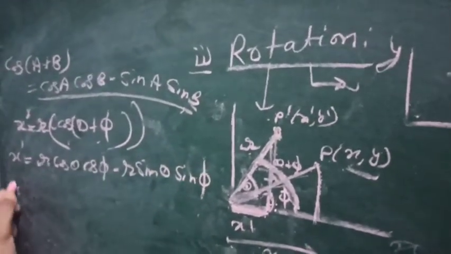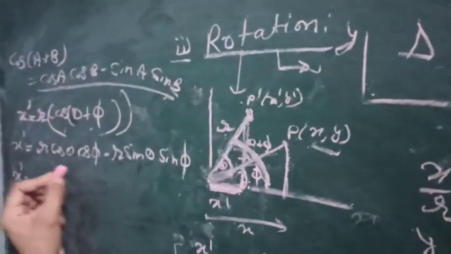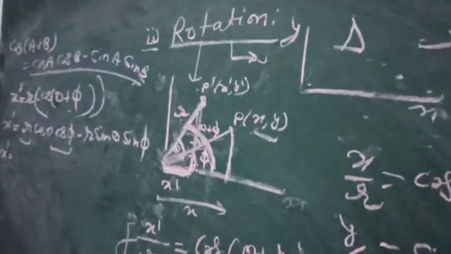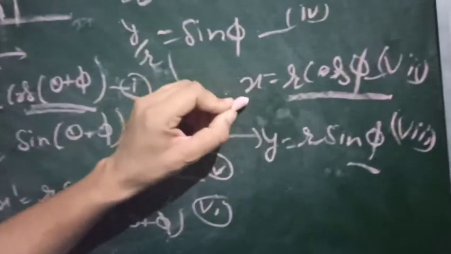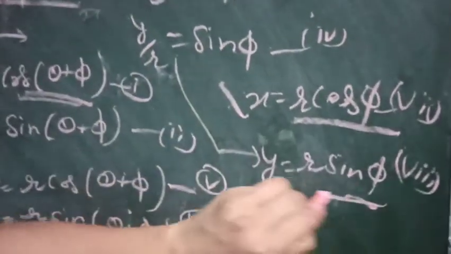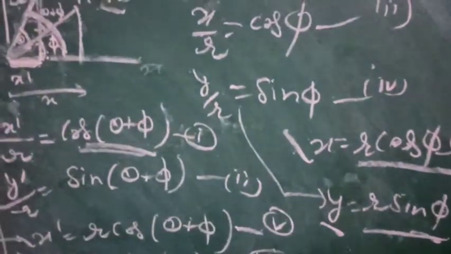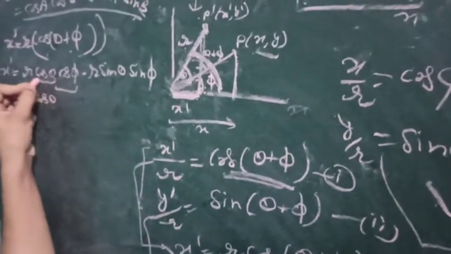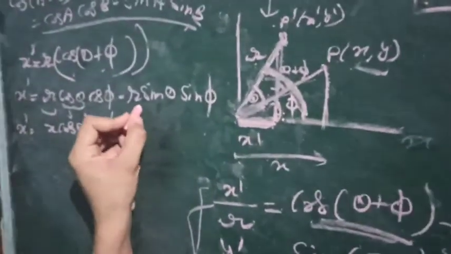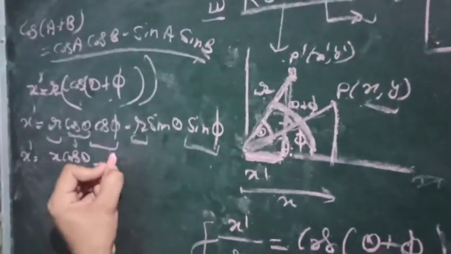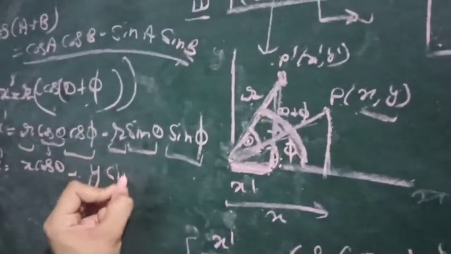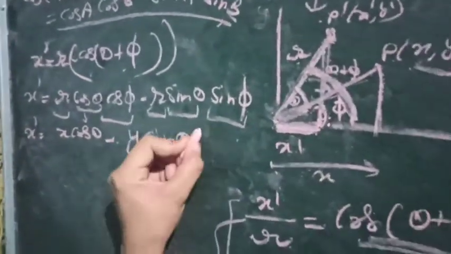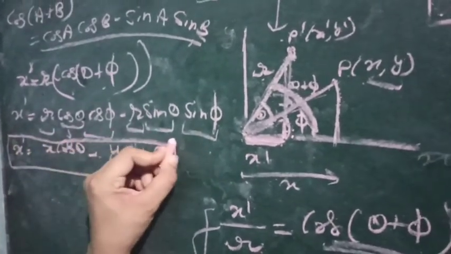Now in this equation we know that r cos phi is equal to x and r sin phi is equal to y. Now put the value of r cos phi, that is x, times cos theta, minus r sin phi, which is y, times sin theta. Now we got this equation, x dash equal to x cos theta minus y sin theta.